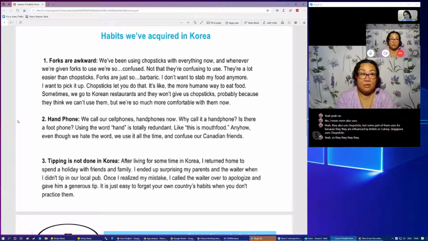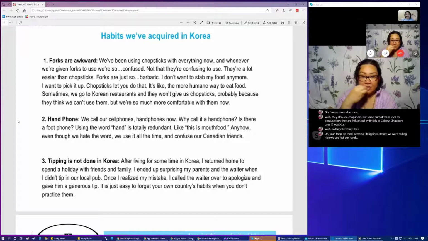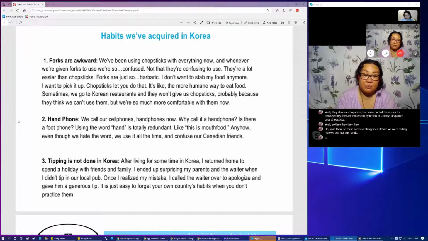So in the Philippines, before we were colonized, we used just our hands, like India. We used our hands to eat things. But because we've been a Spanish colony and an American colony, we use a spoon and fork instead.